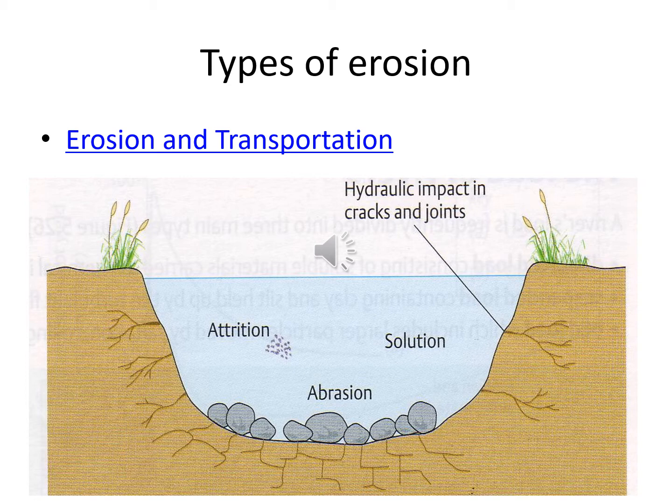And then we have solution, which is the chemical erosion of the sides and the bed of the river by the chemical composition of the water, and this is particularly prevalent in areas of limestone because all water is slightly acidic.